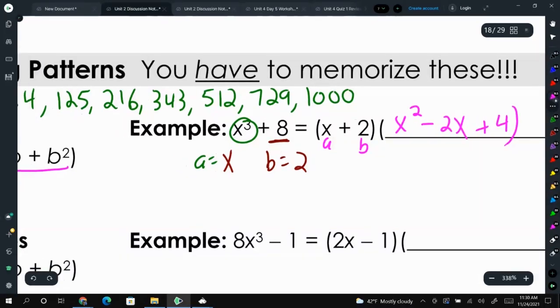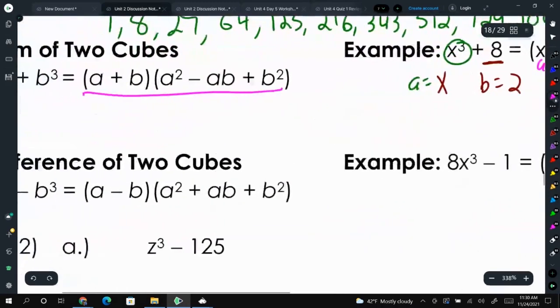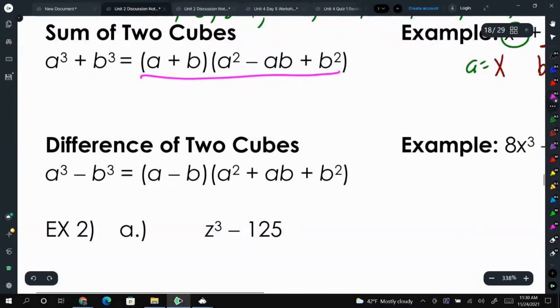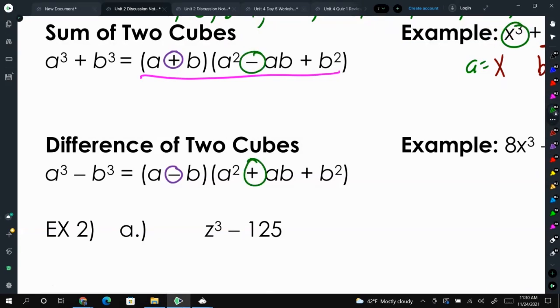And that would be it. The difference of two cubes, you see that they look very similar, except the first one has a minus instead of a plus. And then in the second factor, we have a plus instead of a minus.